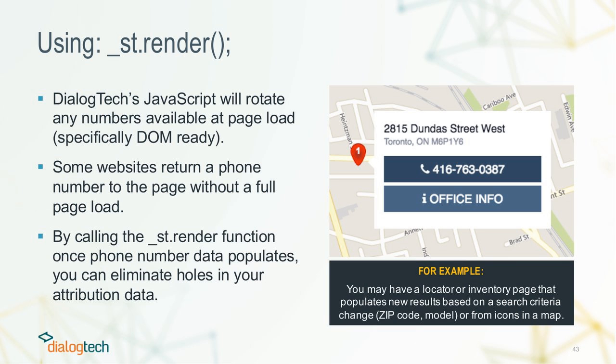I see most often people using these functions within their tag manager. So you can use a tag manager to listen for different events on the website. I know that we returned phone number data. I know that they clicked on a map icon. You go ahead, you call that ST-render function, and we rotate that phone number just as we would a phone number that's hard-coded on the page.